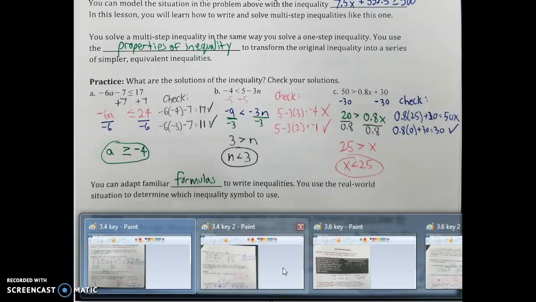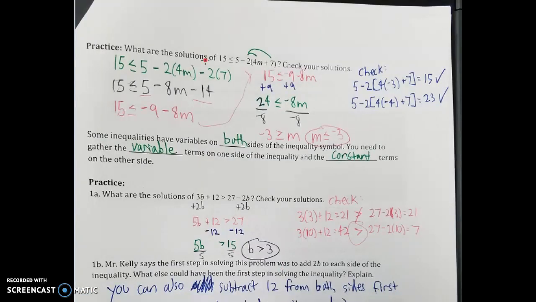So let's go ahead and try that with some more. If I want to find the solutions here, this time I have 15 less than or equal to 5 minus 2 times the quantity 4m plus 7. Whenever I have parentheses, that means I want to distribute the number on the outside. So my first step is taking that negative 2 and multiplying it times the first term and the second term inside the parentheses. Simplifying, negative 2 times 4 is negative 8, and negative 2 times 7 is negative 14.